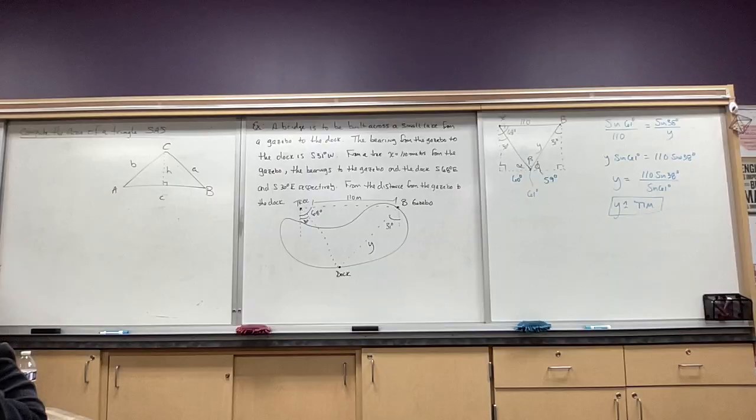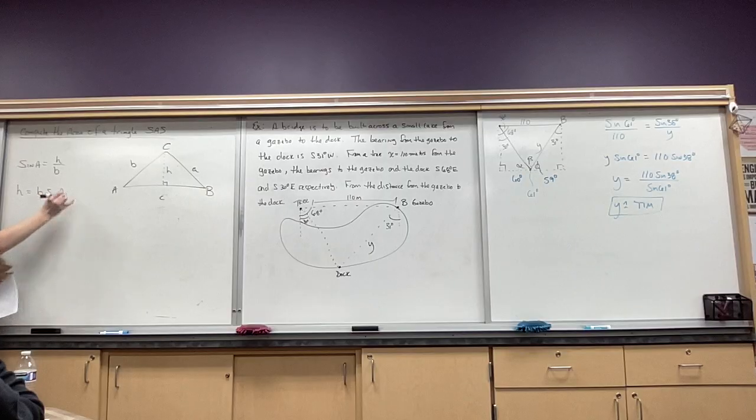Just like that. And the reason why I'm drawing an altitude is it's allowing me to use trig normally. So let's take a look. If I just take, let's say, sine of angle A, that's going to equal h over b. Okay, opposite over hypotenuse. And if I solve for h, I get b times sine of A.